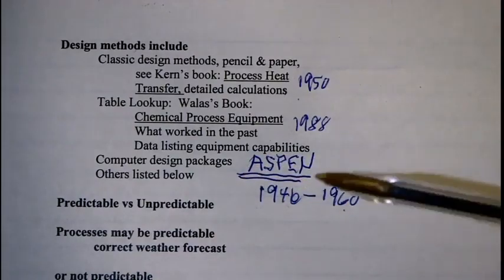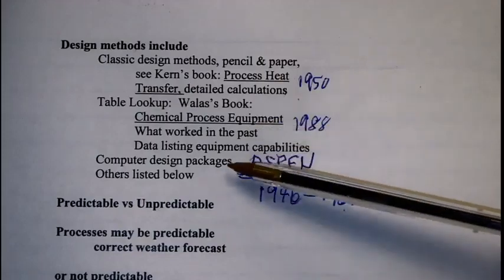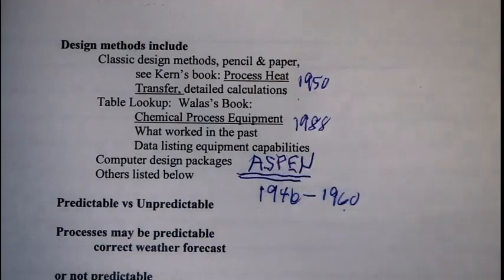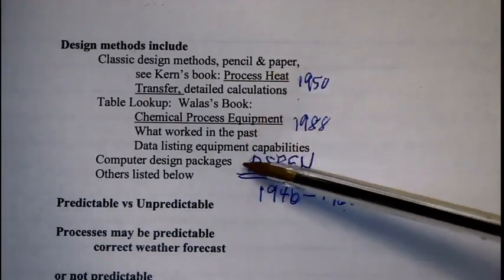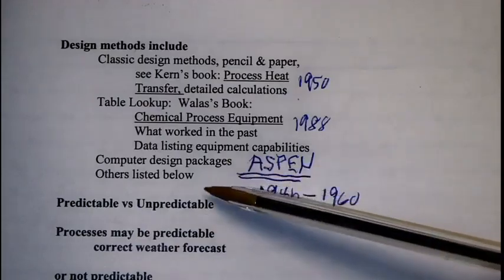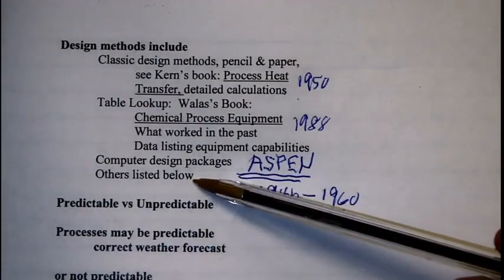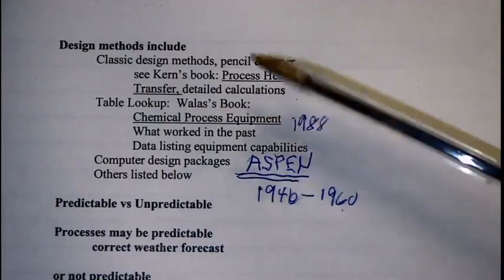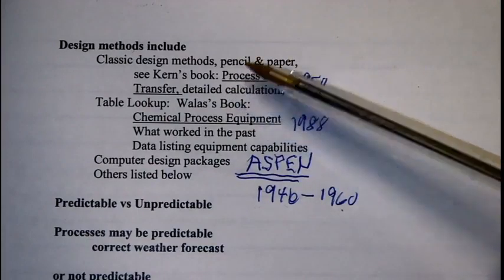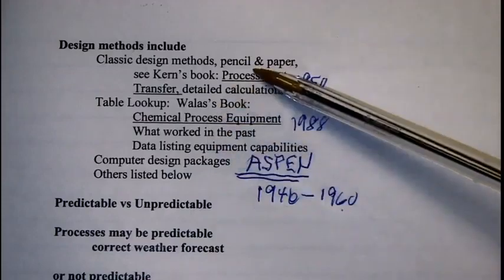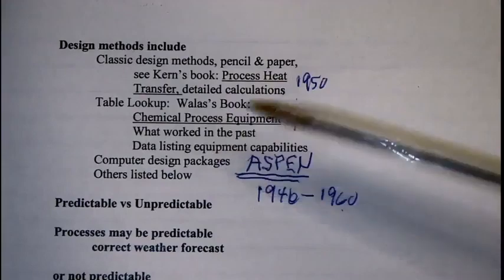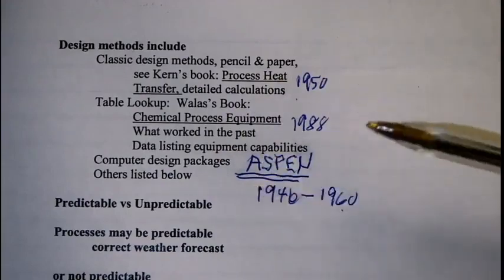Bell-Delaware method was incorporated into Aspen in the last 20 years. Now, I'm sure there are other ways of doing design, which, basically I think 3 is detailed calculations where you can do the calculation. Now that's probably buried in Aspen. And then you have table lookup for those things that are not buried in Aspen.